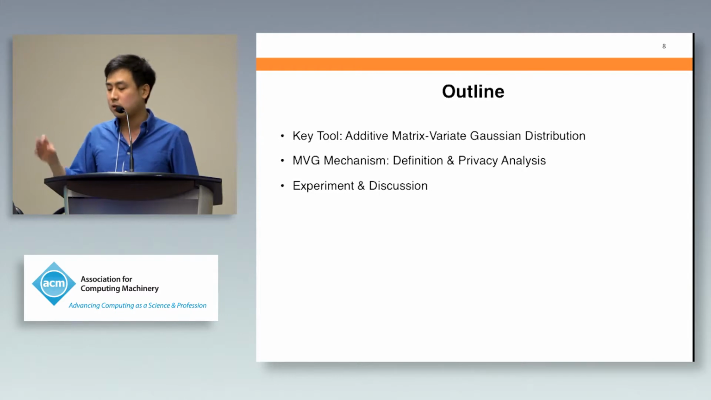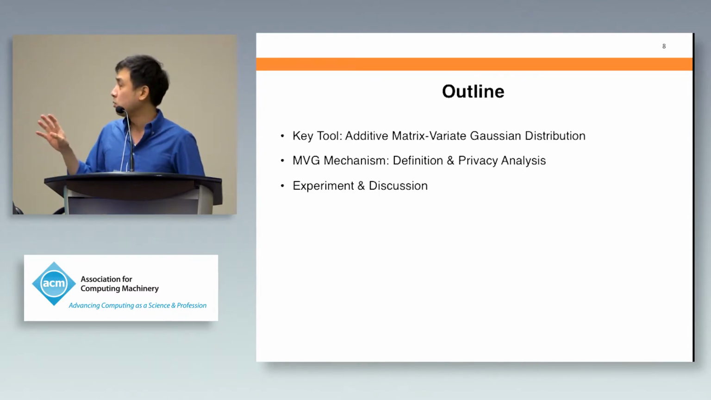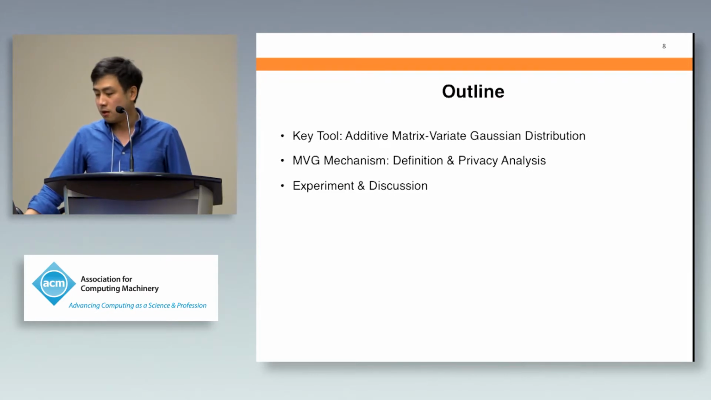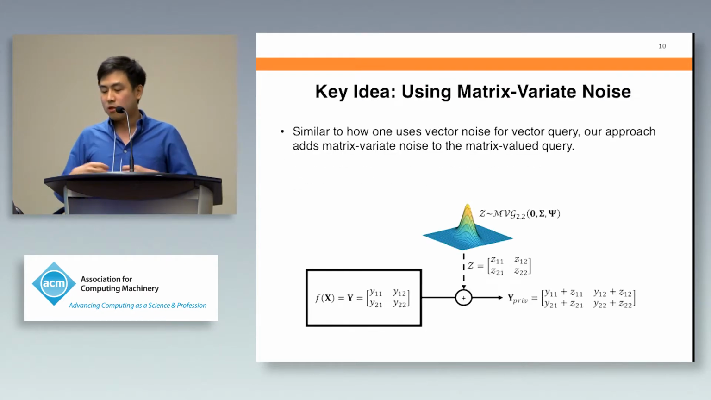And now I think it's a good time to give a little bit of an outline of what I'm going to be talking about next. First, I'm going to present the key tool of our work, which is the Matrix-Variate Gaussian distribution. Then I'll present the main mechanism, which we call the MVG mechanism, standing for Matrix-Variate Gaussian. And finally, I'll conclude with some experiments and discussion. And now let's start with the key idea.